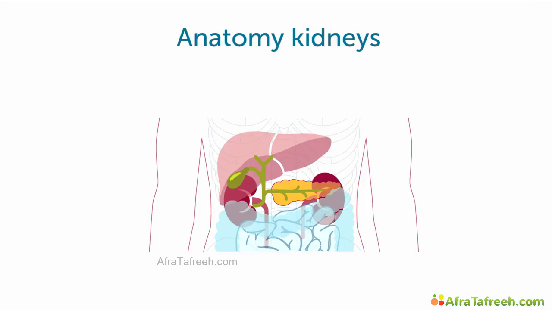The anatomy of the kidneys is depicted on this image. The kidneys are lying in the retroperitoneal space on both sides. The right one is located behind the right liver lobe, the left one behind the stomach and behind the colon. Now, how does a normal kidney look?